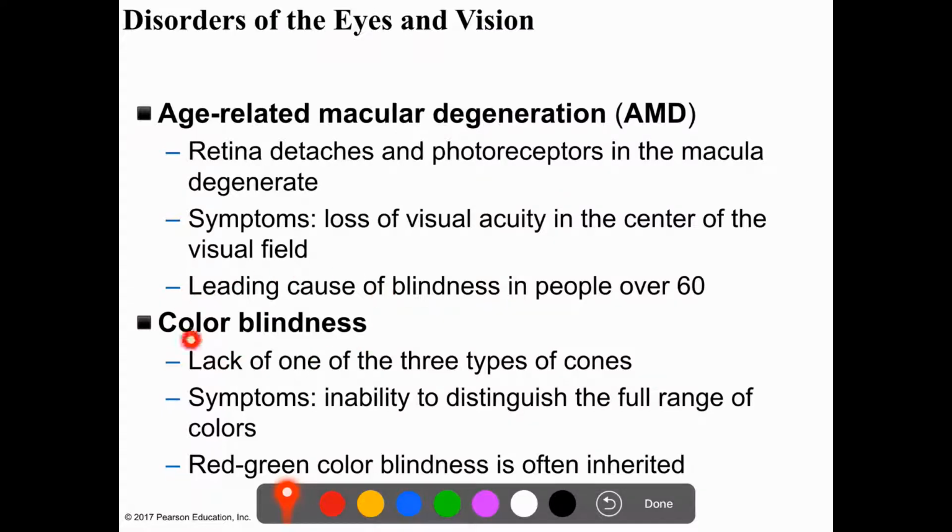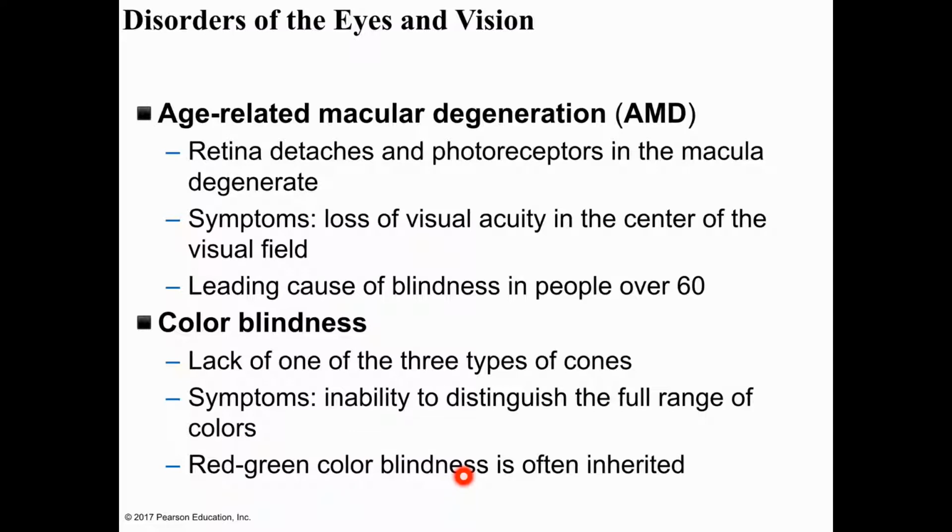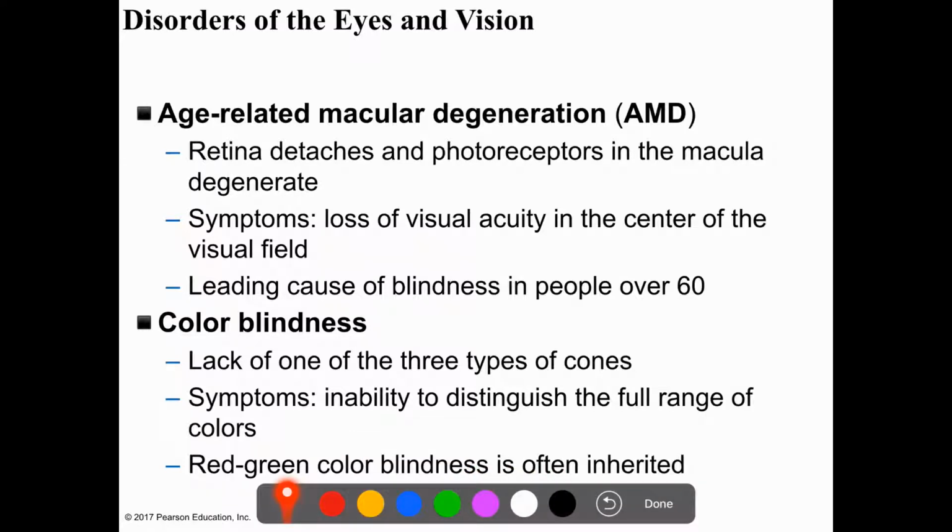Also, we have color blindness, when we lack one or more of the three types of cones. In this case, patients are unable to distinguish the full range of colors. Usually, red-green color blindness is inherited.